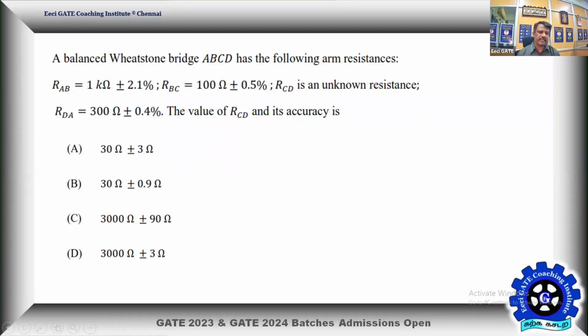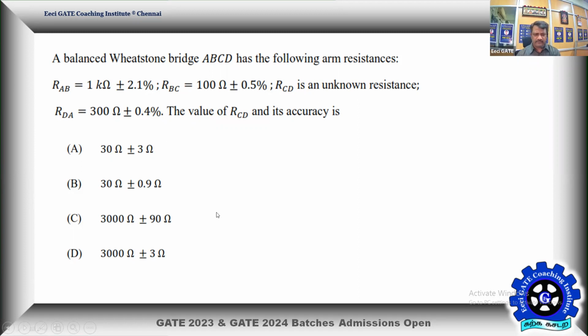So he said we have a balanced Wheatstone bridge having the points A, B, C, and D, with the following arm resistances between A to B, B to C, C to D, and D to A. We have arms of the bridge. That is, RAB given, RBC given, RCD is the unknown resistance, and RDA given. Then the value of RCD is unknown. The problem is talking about the measurement of its resistance and the corresponding accuracy of the measurement.